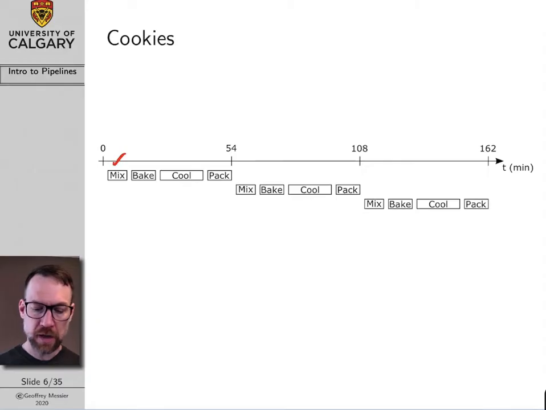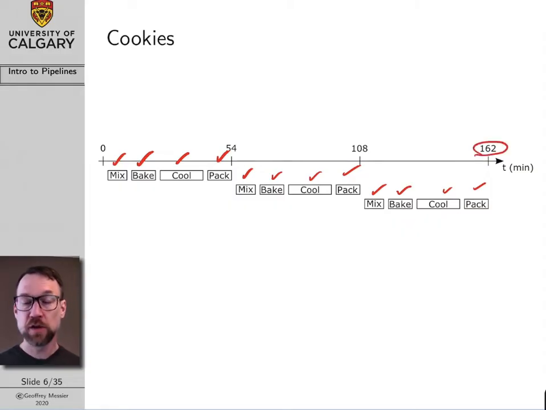Once the batter is done, we could put it in the oven. Once the cookies are done, we could then put them on the cooling rack. Then we could pack them in the box. Great. Then once they're all packed up, we could mix the second batch, bake them, cool them, pack them, and then mix the third batch, bake them, cool them, pack them. In the end, it's going to take 162 minutes to bake our 3 batches of cookies.